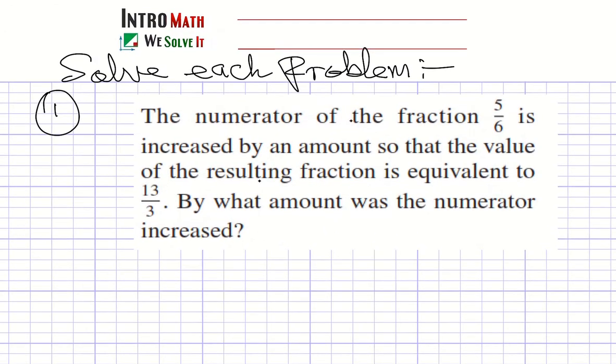Look at this one here. It says, the numerator of the fraction 5 over 6 is increased by an amount so that the value of the resulting fraction is equivalent to 13 over 3. By what amount was the numerator increased?